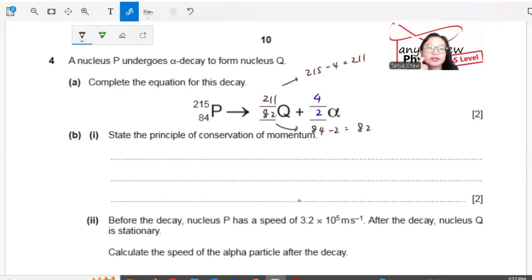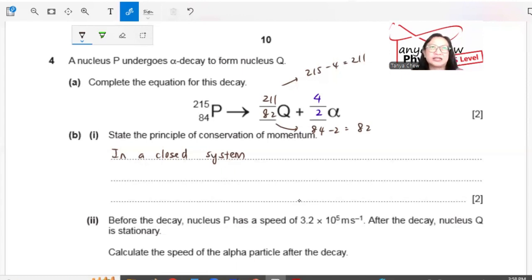Now, B part 1, state the principle of conservation of momentum. 2 marks are given. So how do you gain the 2 marks? First of all, you have to include in a closed system. Why do I even mention closed system? Because momentum is related to moving mass. Whenever we are moving, there are so many resistive forces that could be acting on us. For example, I am running. Whenever I run, air resistance will be acting on me. It is not possible for me to run in vacuum, right?